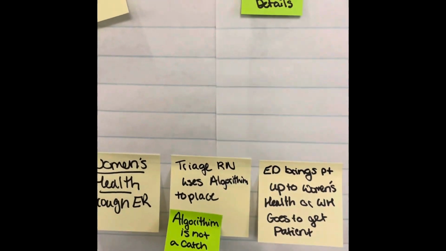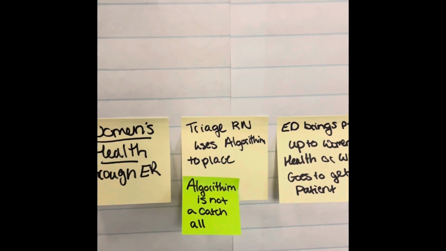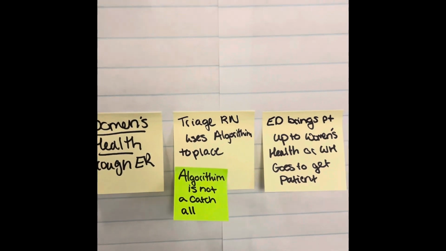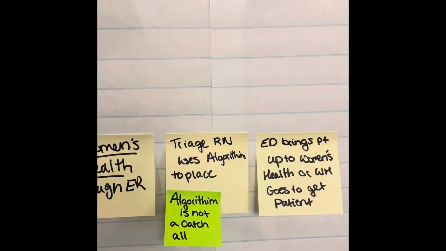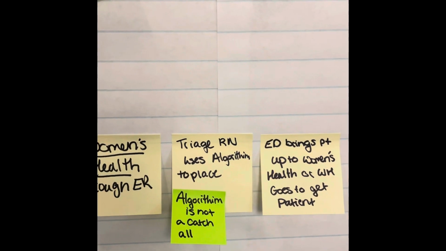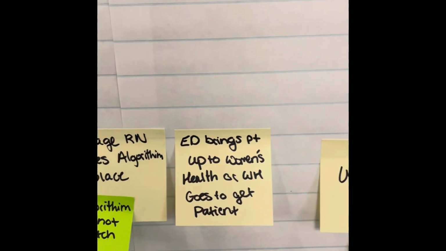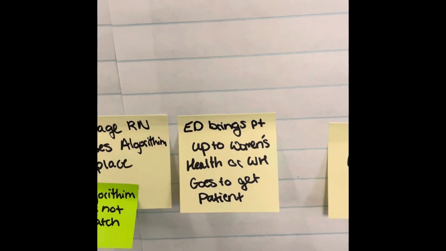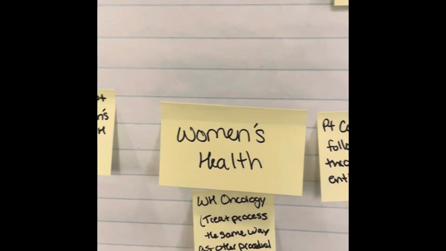The triage nurse uses the algorithm to determine how to place the patient. One of the gaps that we identified here was the algorithm is not a catch-all. So if the patient comes in with something other than what's related to their pregnancy, that's where we can have some issues in the process. ED brings the patient up to women's health, or women's health goes down to get the patient, and then the patient is transferred to women's health.